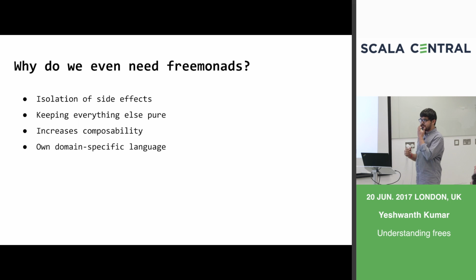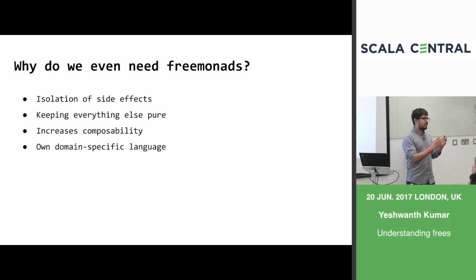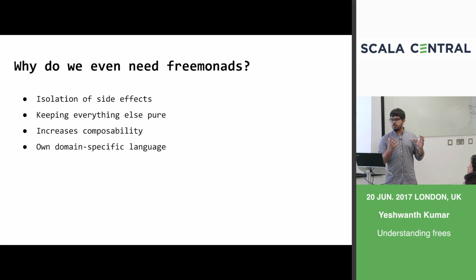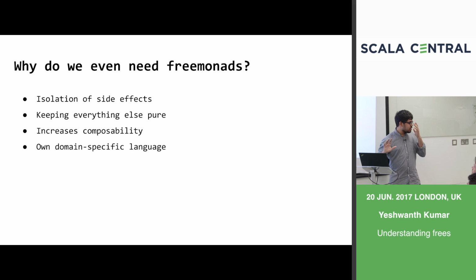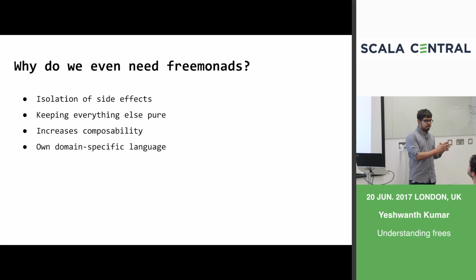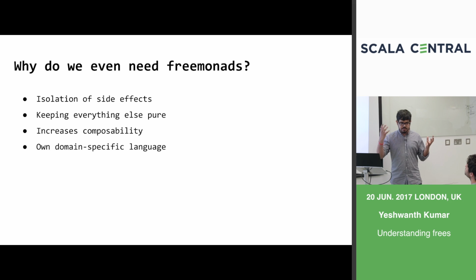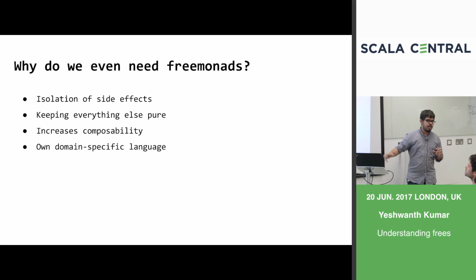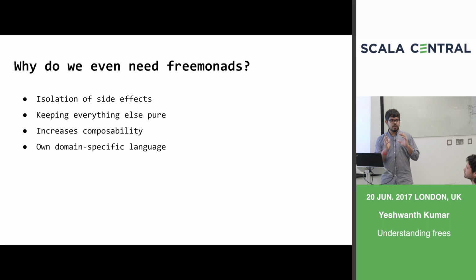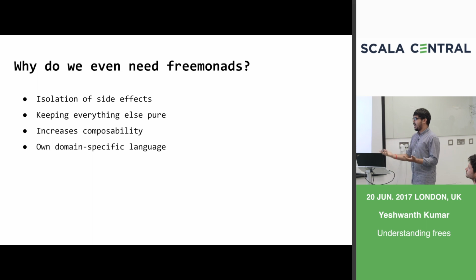One of the major things, I'm sure you all know, is isolation of side effects. Every time we build something in a functional way, there are two things: side effects, and pure functions. Your software is going to be talking to other microservices, your API servers, your DB, your cache. Free monads help you isolate your side effects from your pure functions, so that you can keep everything pure.